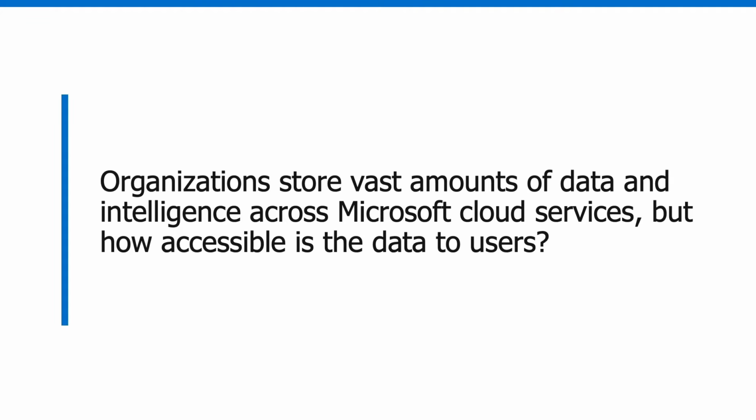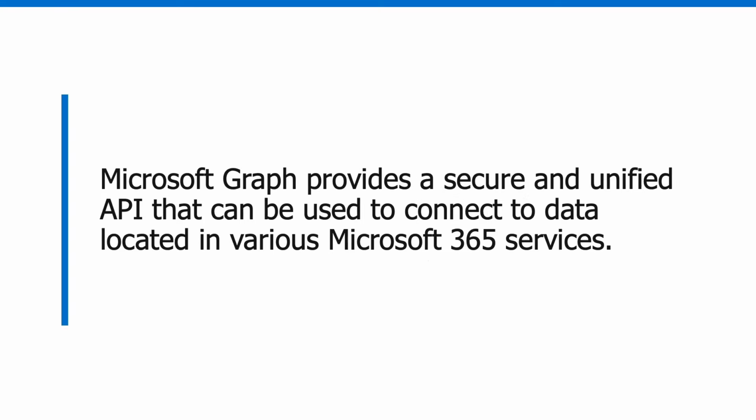So for example, if a user goes to an app and it would be beneficial if some calendar events were pulled into that app, can you do that? Well, with Microsoft Graph, you can do that. Microsoft Graph provides a secure and unified API that can be used to connect the data located in various Microsoft 365 services. So that could include calendar data, email, files, structure of your organization, and much, much more.